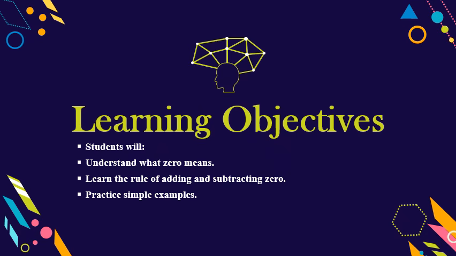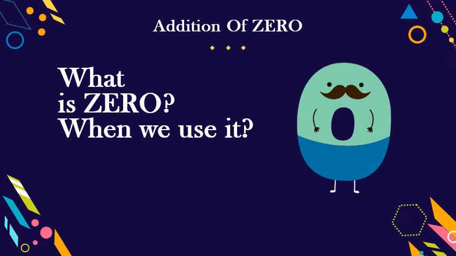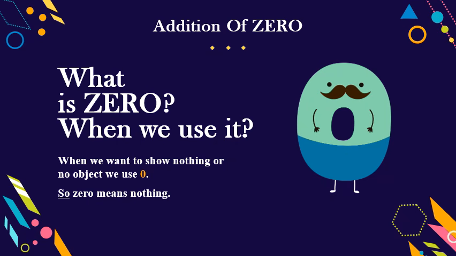Learning objectives. At the end of this lecture, students will understand what 0 means, learn the rule of adding and subtracting 0, and practice some examples. First, we do addition of 0 with any number. First, we need to know what is 0 and when we use it. Dear students, when we want to show nothing or no object, we use 0. So, 0 means nothing.